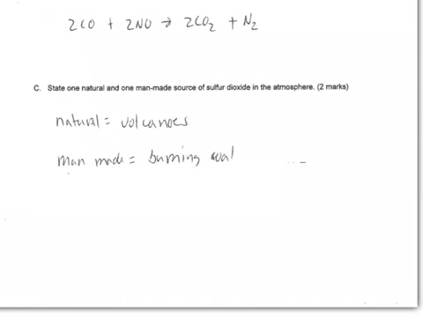And then C, 1 natural and 1 man-made source of sulfur dioxide in the atmosphere. The 2 really common ones naturally is volcanoes, and man-made is burning coal. And there's others that you may have found in your book, and that's fine as well.